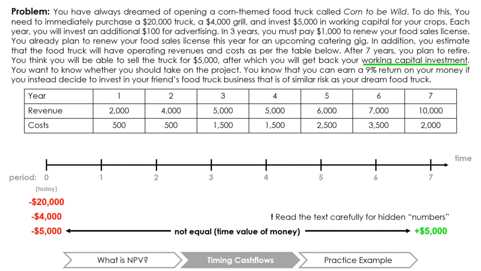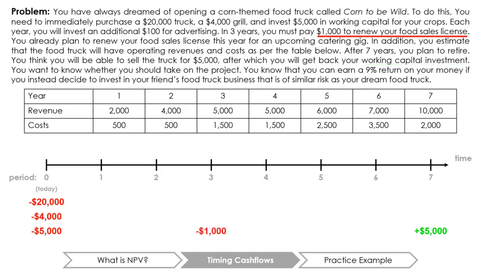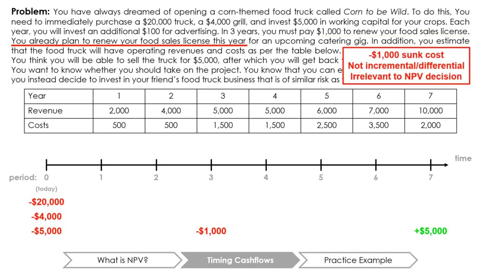After all, we lose the ability to use the money for other productive purposes when it's tied up in this project. We must also consider the $1,000 cost to renew the food sales license after 3 years. This cost will be lower than $1,000 in today's terms due to the time value of money. We don't need to worry about the cost of this year's license, since this is a sunk cost, not an incremental or differential cost, meaning that, regardless of whether or not we take on this project, you'll end up paying for the license, so we don't need to factor it into our decision.